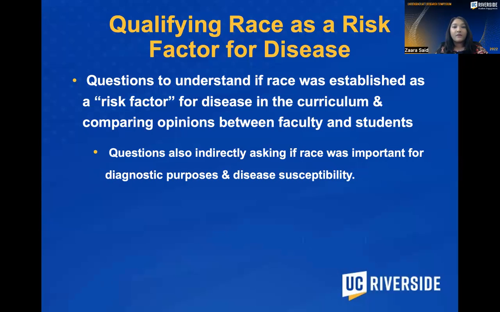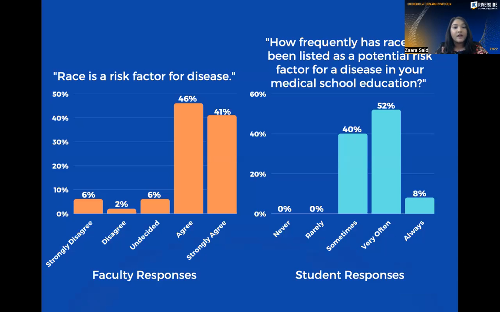So when qualifying race as a risk factor for disease, we asked questions in both the student and faculty surveys aimed to understand if race was established as a risk factor for disease in the medical school curriculum, and if opinions about this question were similar between faculty and students. So questions indirectly and directly asked this. Some were phrased more indirectly to gauge whether race was important for diagnostic purposes and disease susceptibility. So this first figure on the left shows the faculty level of agreement with the statement that race is a risk factor for disease. And most professors agree or strongly agree with this statement.